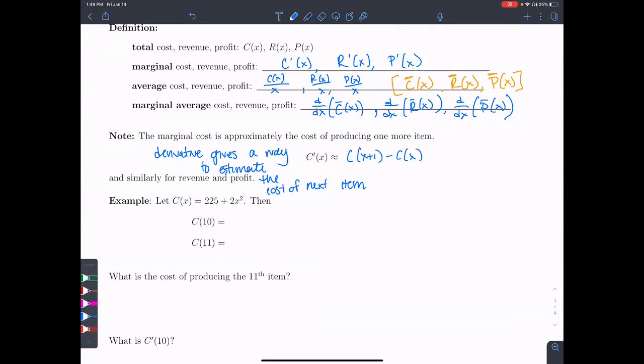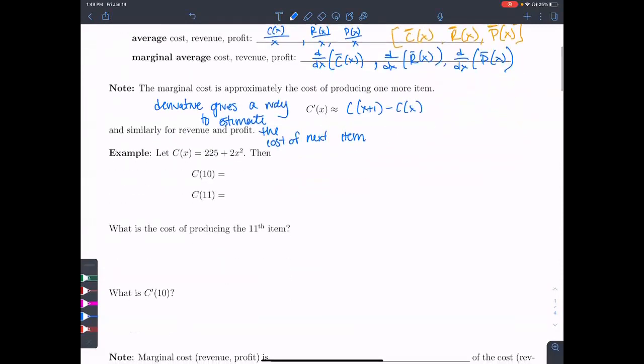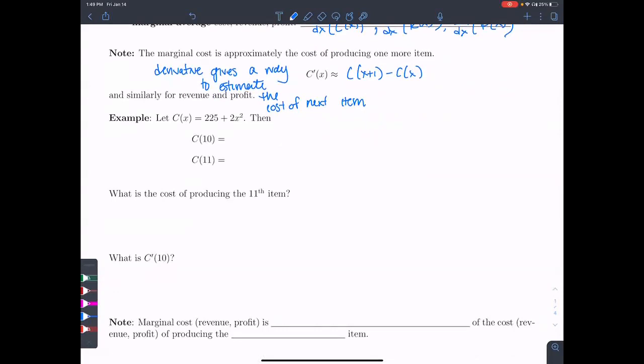And it's just a nicer calculation because you only have to do it once, and then you can plug in whatever value for X you want to, instead of having to do two calculations every time you want to figure out the cost of producing one more item. Okay, so let's look at this example.